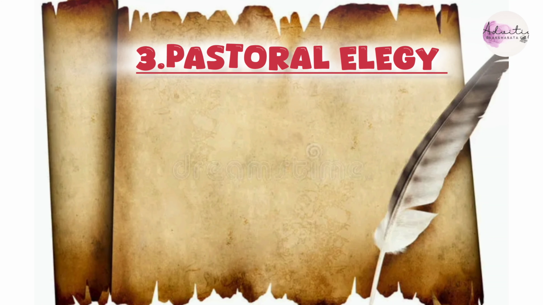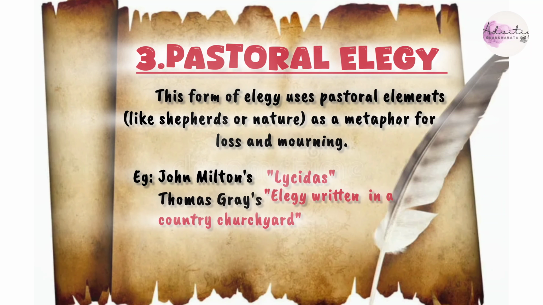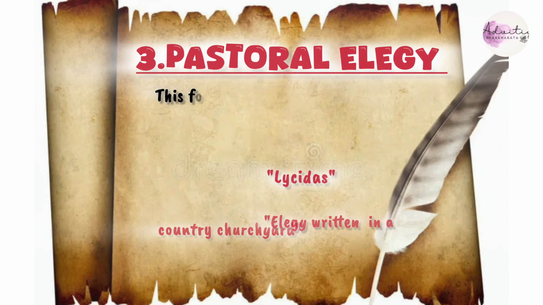Lastly, we have the pastoral elegy, a unique form that uses elements of nature as metaphors for loss and mourning. This form often includes shepherds or other rustic figures. Rustics means rural people, used to symbolize innocence and peacefulness. The best example is John Milton's Lycidas, a famous example of a pastoral elegy, and the Elegy Written in a Country Churchyard by Thomas Gray is also a famous example of the pastoral elegy.